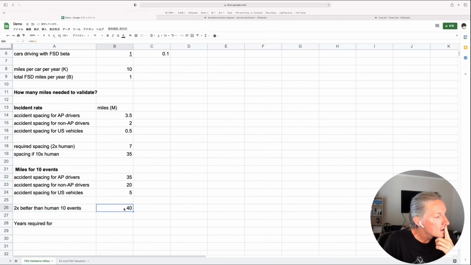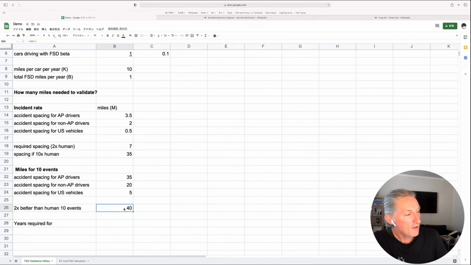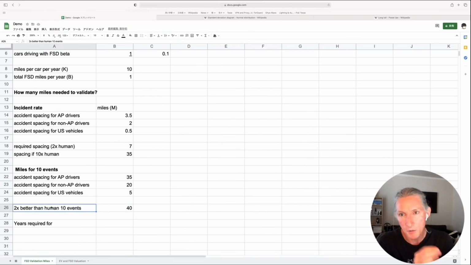So if we're 2 times better than human beings and we have 40 million miles in the can, 40 million miles that FSD has driven, we will know if we are 2x better or not with 95% confidence because we've got 10 events. Of course, if we get to 40 million miles and you've got 3 events, you're more than 2 times better than human. But if we assume you're only 2 times better than human, and that's our threshold, then we should know that for sure by the time we get to 40 million miles, one way or the other. We're either going to know that we're not, or we're going to know with high confidence that we are.